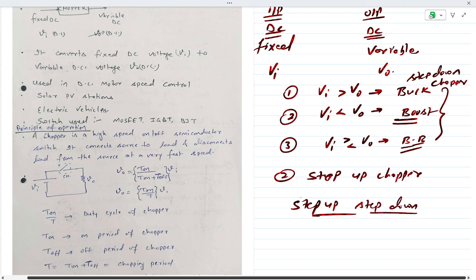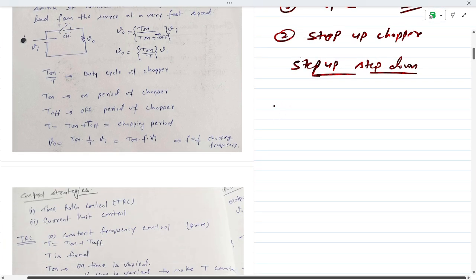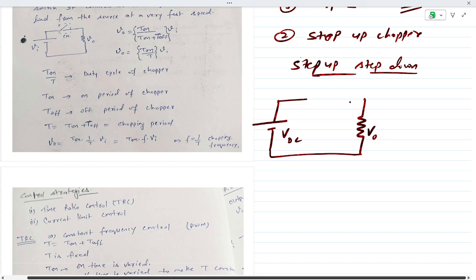In this video, we will see the very first chopper, that is the step down chopper. Let's say this is a fixed DC voltage, VDC, and this is the load across which some output voltage has to appear, and that voltage is V naught. If I connect VDC directly across the load, the same VDC I will get here.